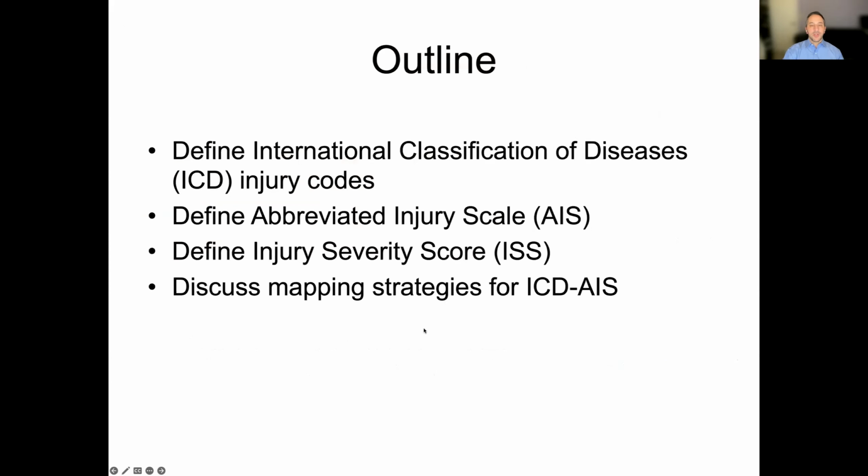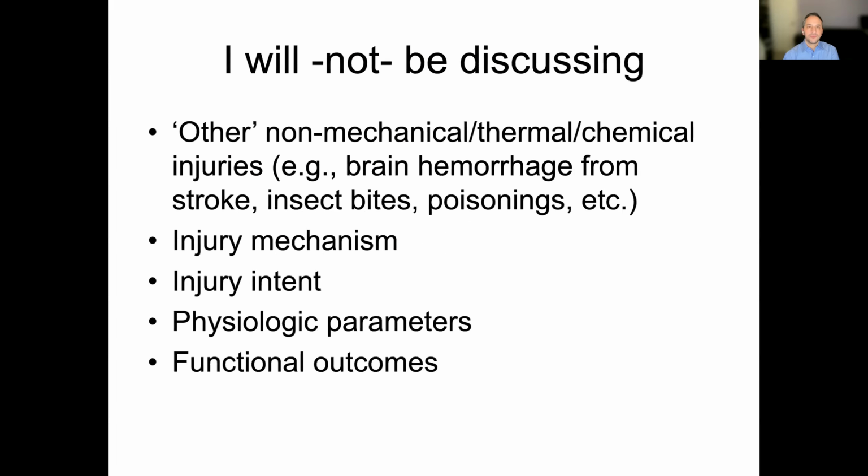All right, so I'm going to talk a little bit first about the International Classification of Diseases, or ICD, injury codes, and then I'm going to define the Abbreviated Injury Scale as a lexicon of injury that's actually been out for a long time. It's gone through many revisions, and we'll also be discussing the Injury Severity Score, which is a composite score based on the AIS, or Abbreviated Injury Scale. And then I'll be discussing mapping strategies for ICD to AIS.